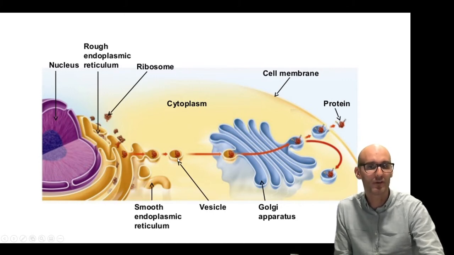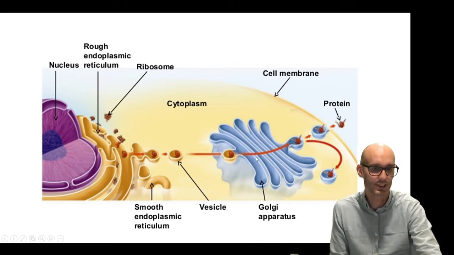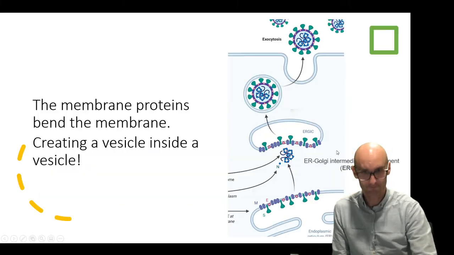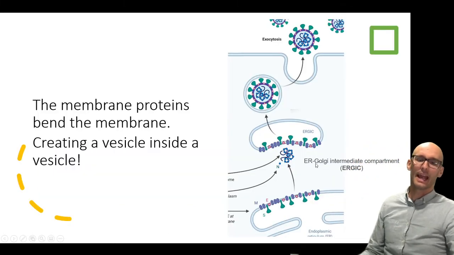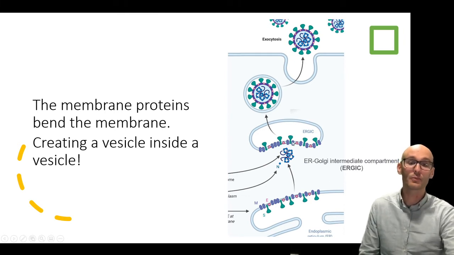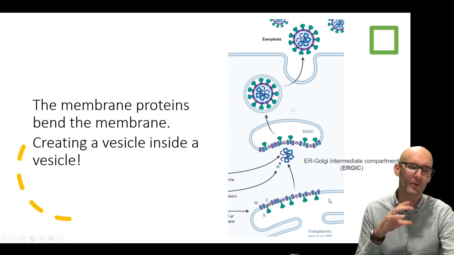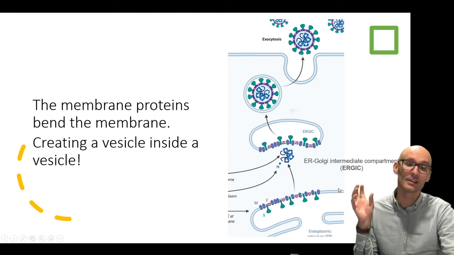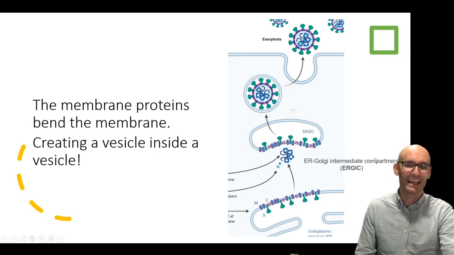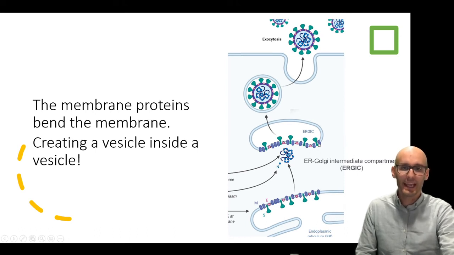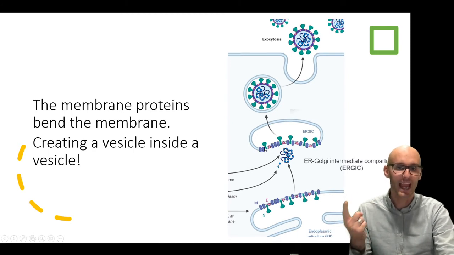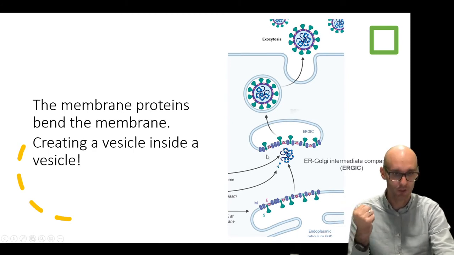This then buds off into a vesicle and heads towards the Golgi. Now, it doesn't actually go all the way through the Golgi. It gets stuck in a structure that's called the Golgi intermediate compartment. And this is where the viral particle forms. It doesn't want to go through all the Golgi, and so it takes a little shortcut. It goes from the rough endoplasmic reticulum to the Golgi intermediate compartment. And here we can see all the proteins are stuck inside the membrane. These are membrane-bound proteins, and in green we've got the spike proteins.